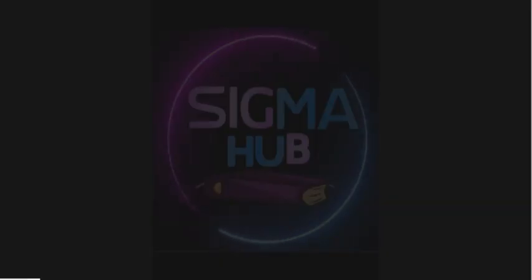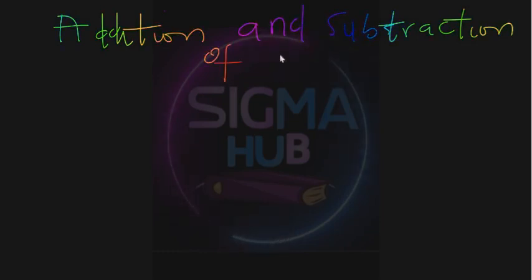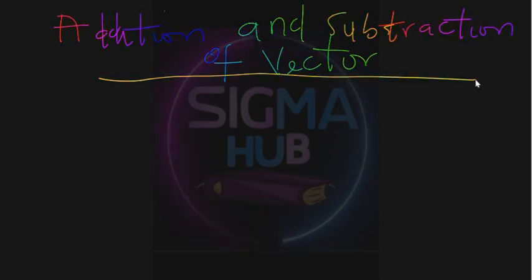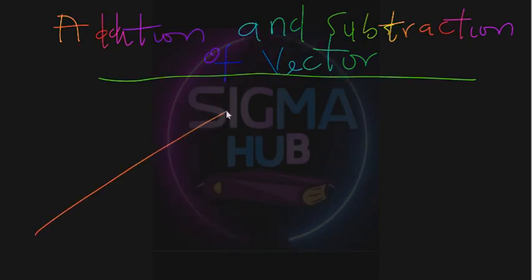Hello guys, we're going to be continuing from where we stopped the last time, and we're going to be looking at the addition and subtraction of vectors. Addition and subtraction for vectors. So this is what we are going to be considering. And when we talk about addition and subtraction of vectors, I'm going to be using a diagram to illustrate this. The diagram goes like this.